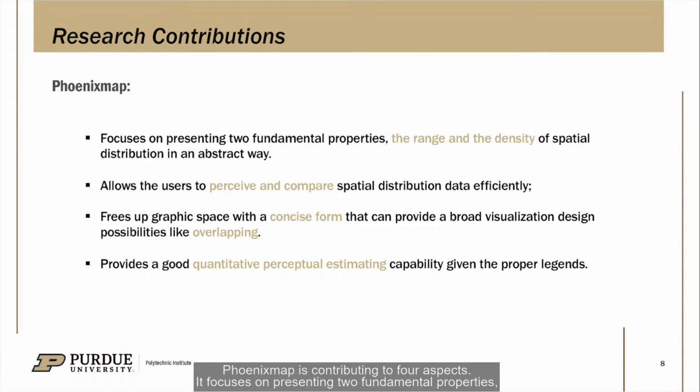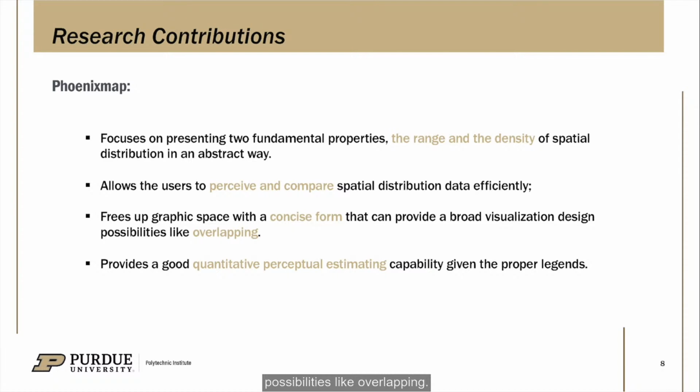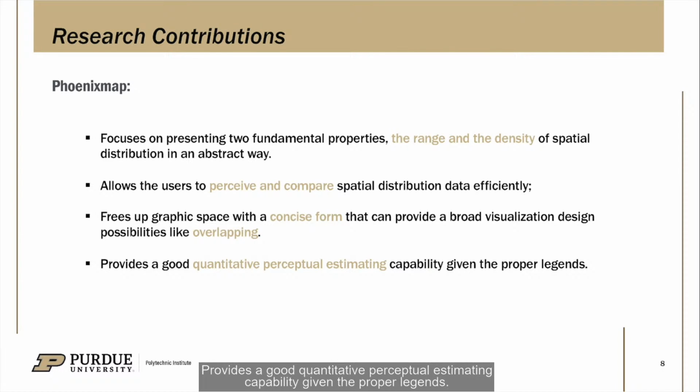Phoenix map contributes in 4 aspects. It focuses on presenting 2 fundamental properties, the range and the density of a spatial distribution, in an abstract way. It also allows users to perceive and compare spatial distribution data efficiently. Next, it frees up graphical space with a concept form that provides broad visualization design possibilities like overlapping. In the end, it provides good quantitative perceptual estimation capabilities given proper legends.